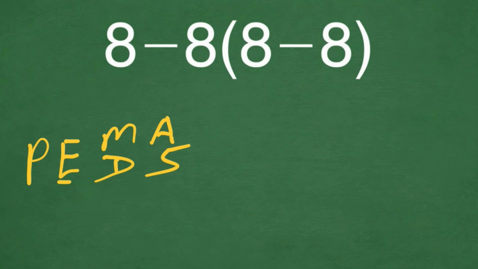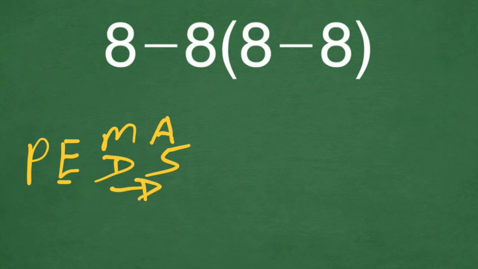According to this rule, we have to solve parentheses first. After we solve parentheses, we have to move to exponent. After we solve all the exponents, we have to solve multiplication or division. After we solve the multiplication or division, we have to move to the last priority, addition and subtraction.